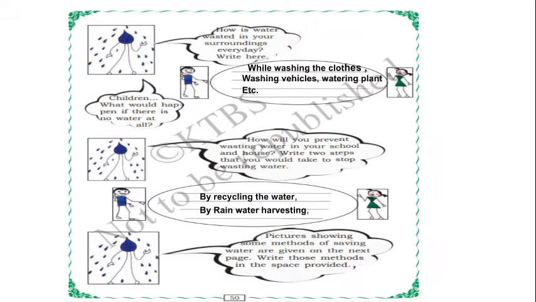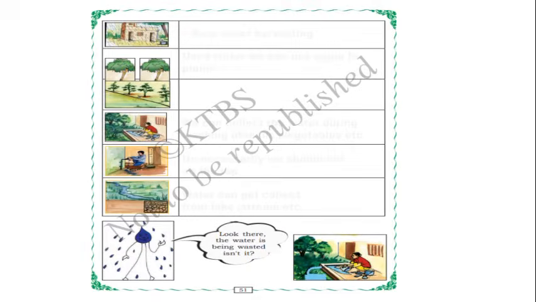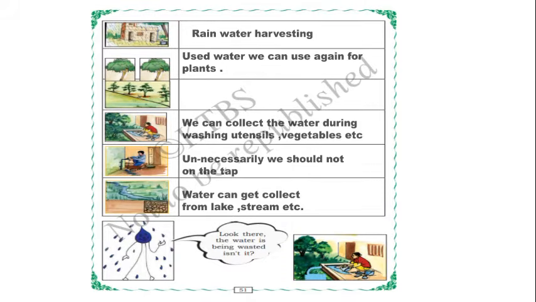Okay, yes. Pictures showing some methods of saving water are given on the next page. Write those methods in the space provided. So what are those? These are some water saving methods. In the first picture we can see rainwater harvesting. This is one of the methods to prevent wasting water.